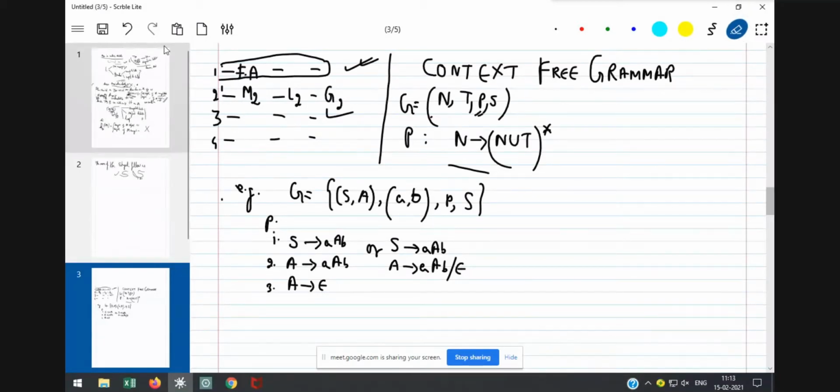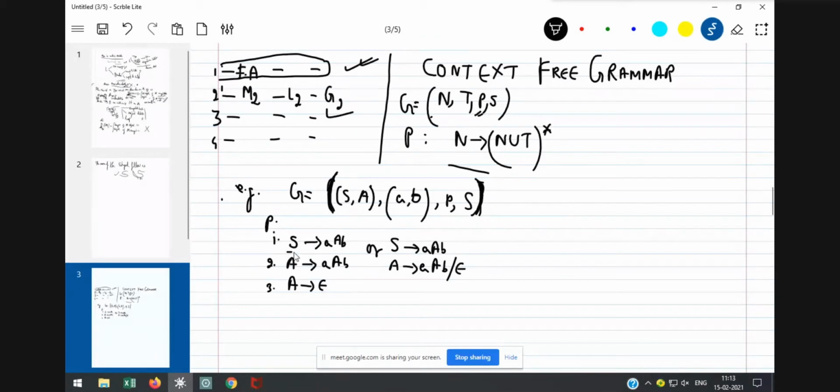I'm facing some problem with writing. I thought of using the eraser and doing it, but I've got stuck, so I'm overwriting it.